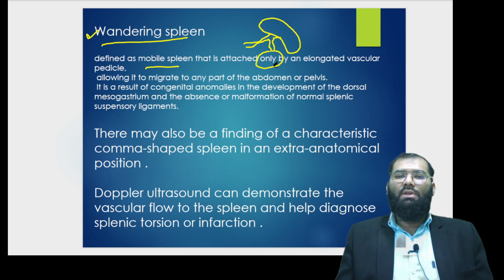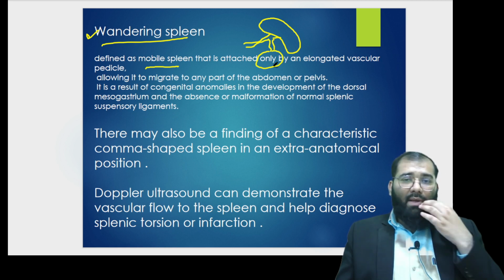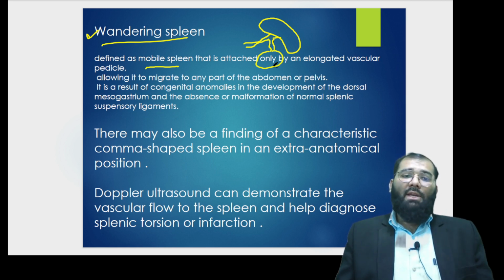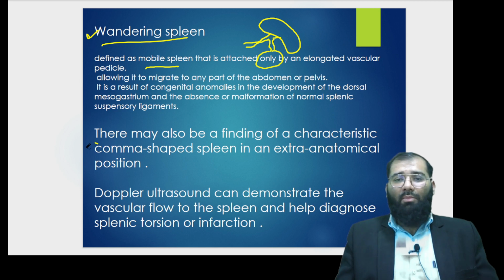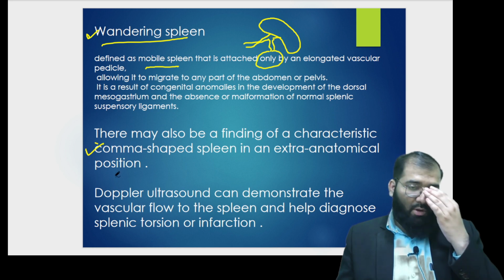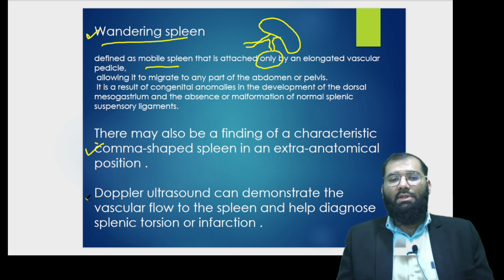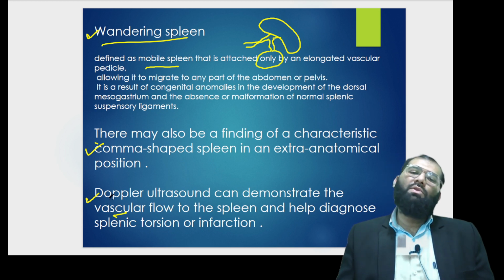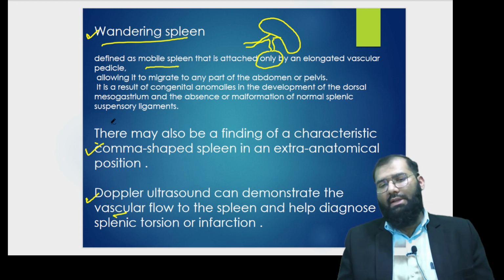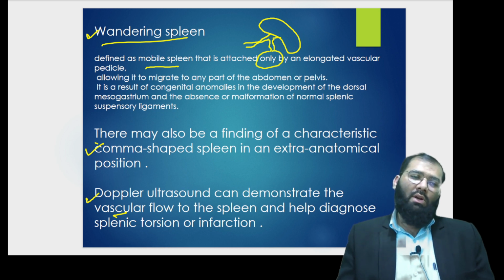This is a result of congenital anomalous development, and there might be malformation of the normal splenic suspensory ligament. There may also be a finding of a characteristic comma-shaped spleen in an extra-abdominal position. Doppler USG is very important because it demonstrates the vascular flow in the spleen, and it helps to differentiate whether it's actually a wandering spleen or a splenic torsion or infarct.